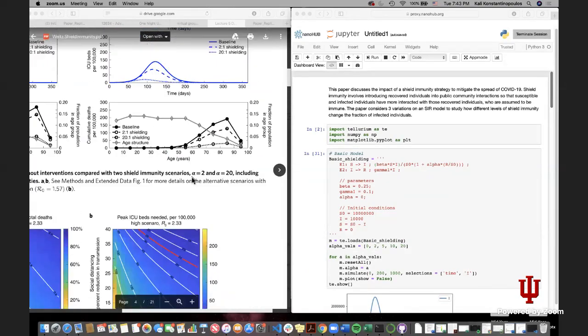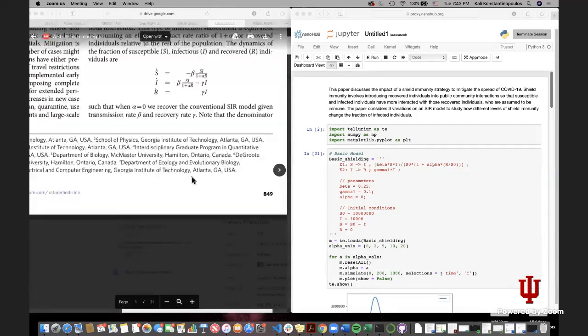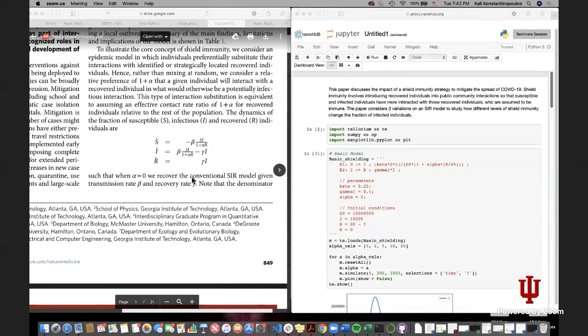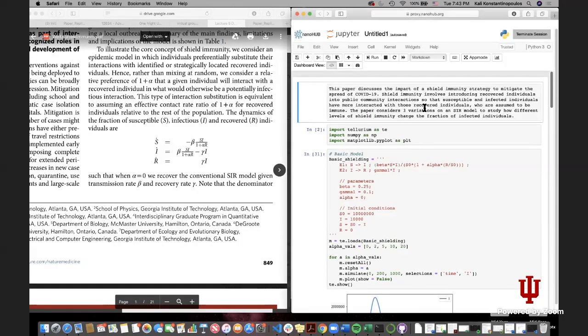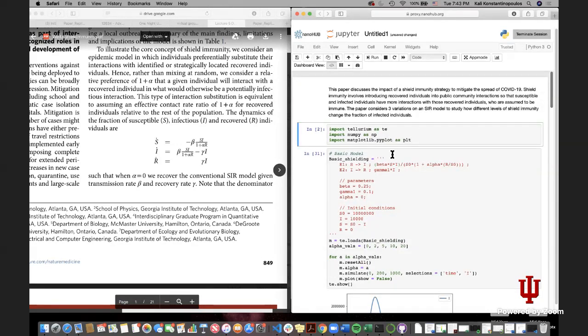So this paper talks about an epidemic mitigation technique called shield immunity, where you assume that people who are recovered from the disease have immunity, and you can introduce them back into the community to have public interactions, so that susceptible and infected individuals have more interactions with those recovered individuals who are assumed to be immune. So if an infected person interacts with an immune person, that infected person doesn't transmit the disease to the immune person, and then a susceptible person won't get the disease from the immune shield.